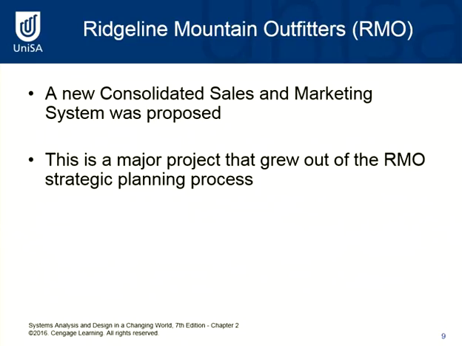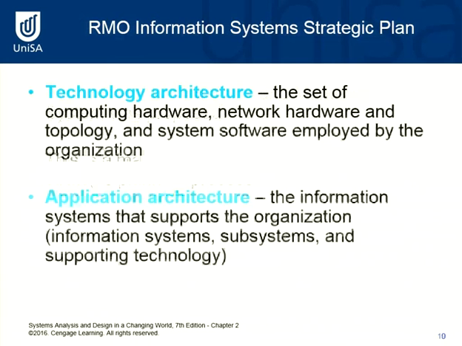RMO is the organisation and the case that's provided in the scenario, Ridgeline Mountain Outfitters. They've got some existing systems, they've got some new systems that they want to incorporate, and you should have looked at and watched part of the video which introduced RMO in last week's tutorial. But the major project that came out as a need for RMO was a project to have a new consolidated sales and marketing system. That's the scenario, a new CSMS as they call it.